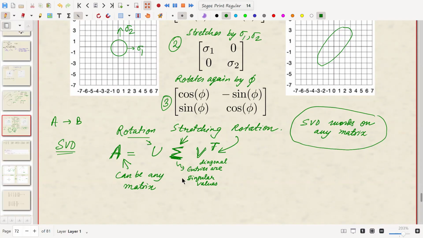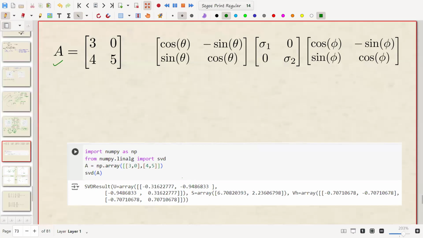Take this matrix A: 3, 0, 4, 5. Of course, it is a square matrix, but we will see that if it is a rectangular matrix also, it is not a problem. So how do we do it? We write A, which is decomposed into U, sigma, and V transpose. These are the products.